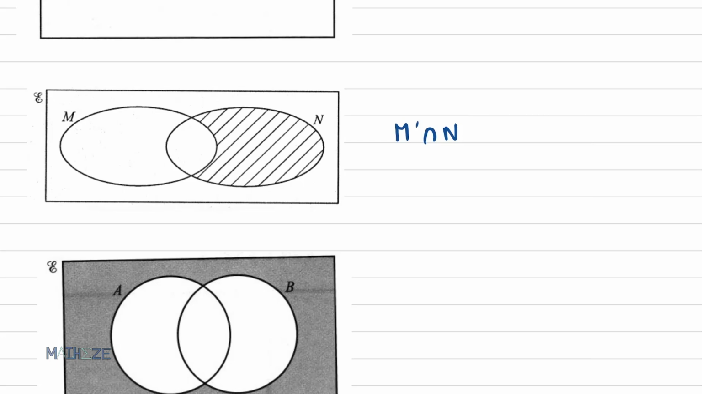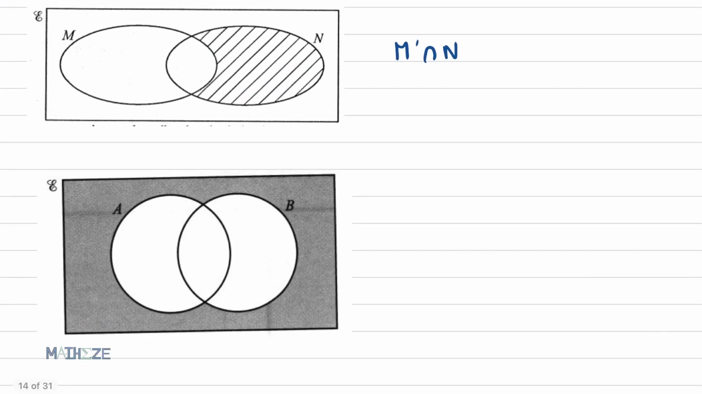Guys, in M complement, I'm going to write what? Letters. In N, I'm going to write what? Numbers. So what's the area which includes numbers and letters? The same area that was given in the question. Now I'm sure about my answer. To get to this one.